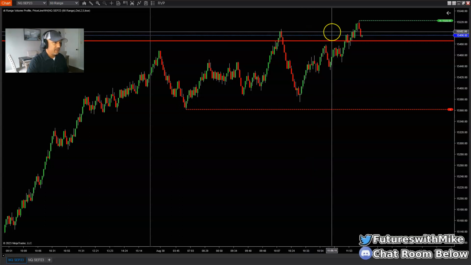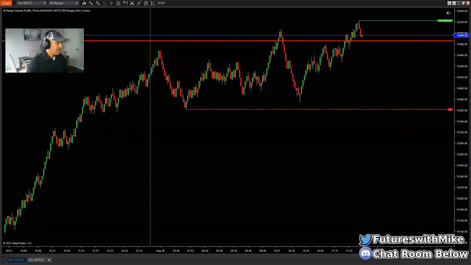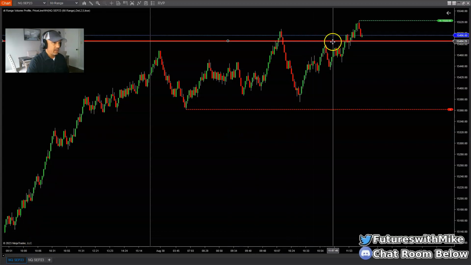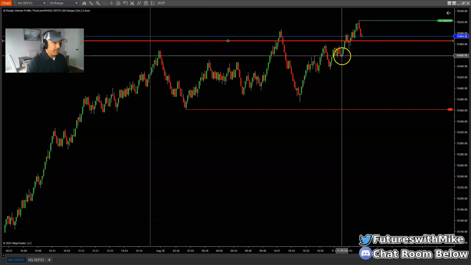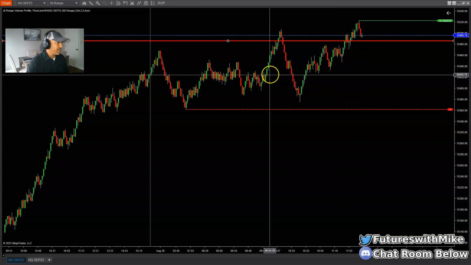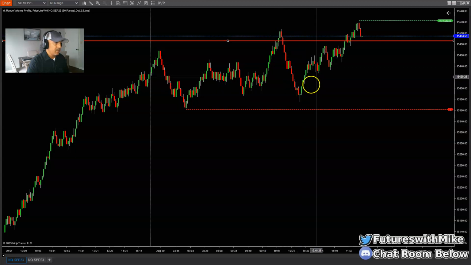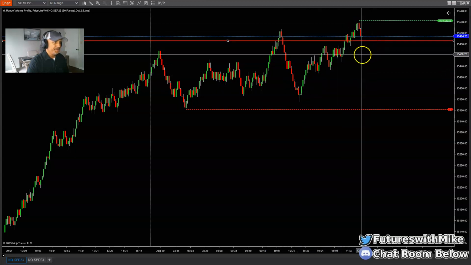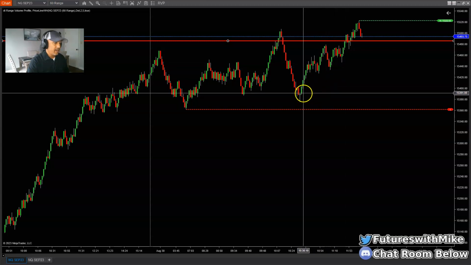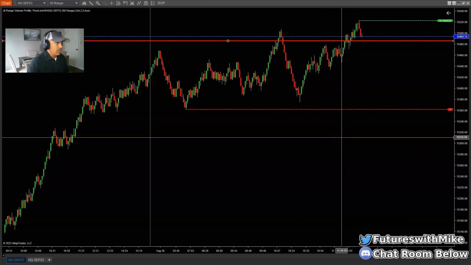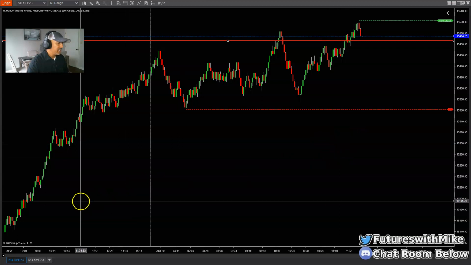Let me see here. So I'm going to wait just to see. There's some imbalance, some areas of demand on the higher time frame, the 60 range here. Price pushed up, pulled back, broke structure higher. It could test this area here, or down here at the bottom. So we'll wait it out and see what takes place.